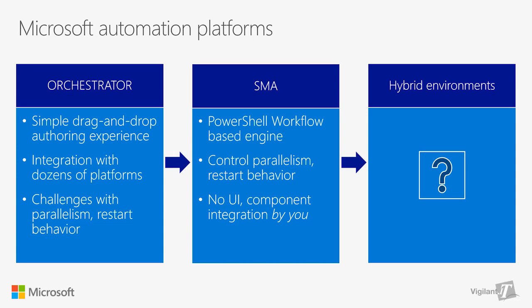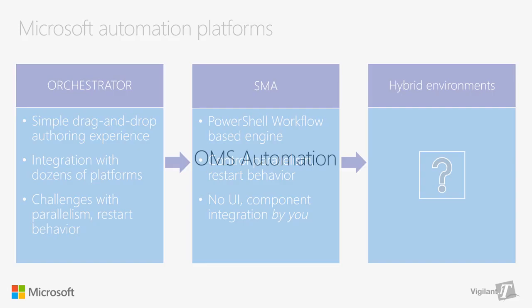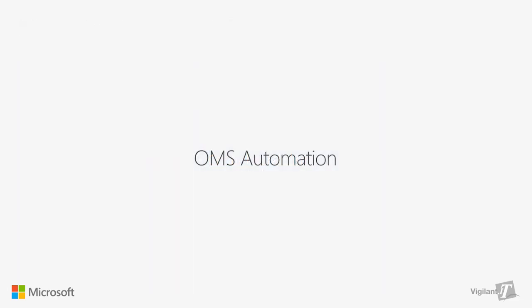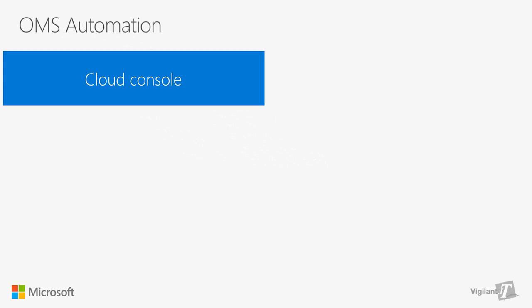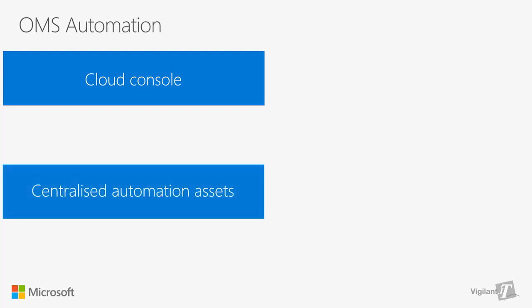So now you need an automation and configuration platform that will not only solve the problems of the existing tools, but also work across both on-premises and cloud-based resources. The new Microsoft OMS Automation platform does exactly that. You can access an easy configuration console in the cloud that will allow you to manage both on-premises and in the cloud automation processes. Securely centralize automation assets such as variables, credentials, connections to other systems.